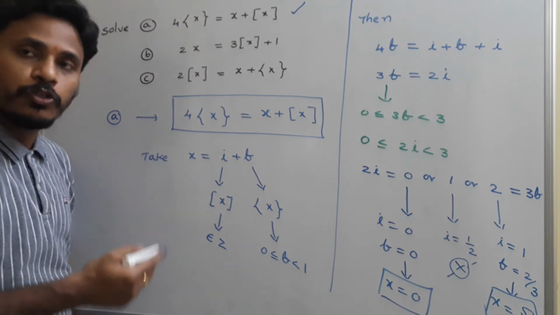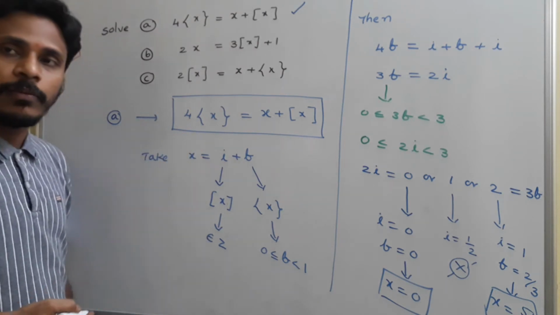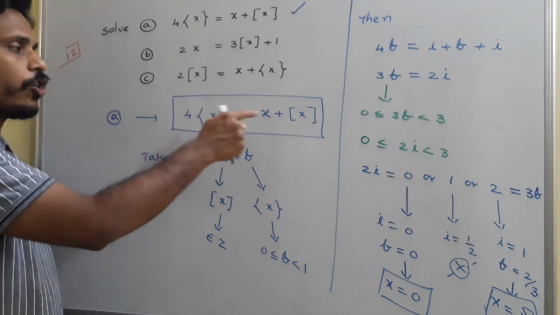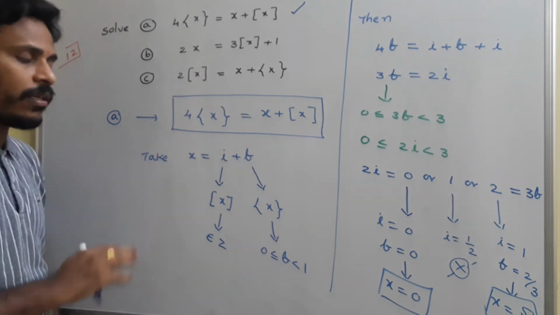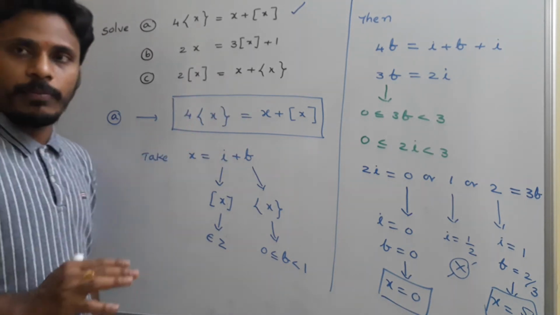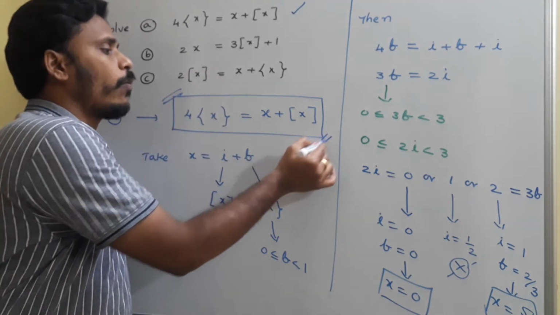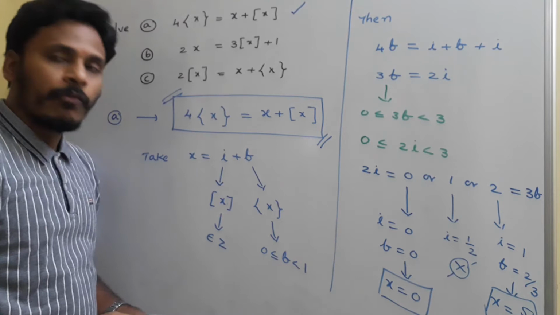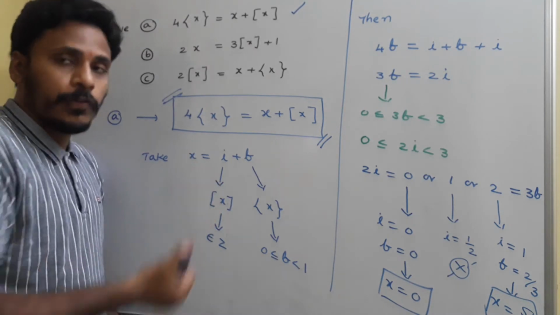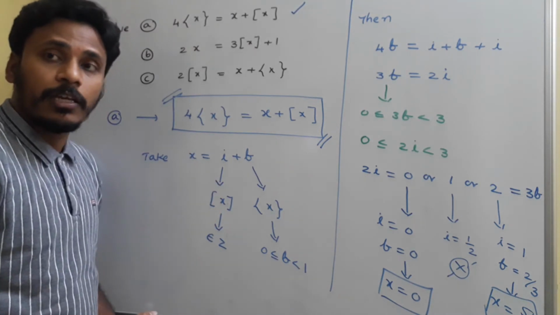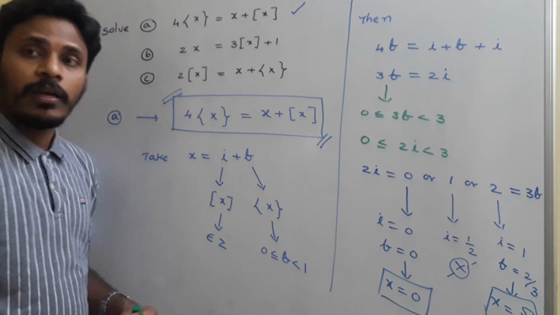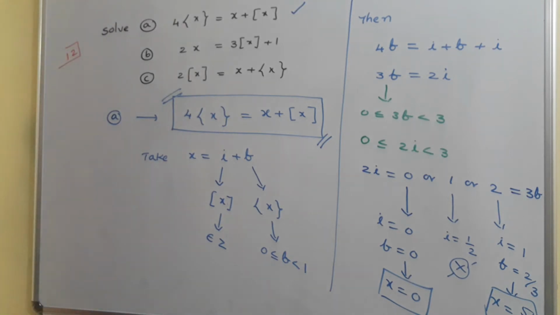If you wish to check it, just go for the cross checking. Replacing x with 0 and replacing x with 5 by 3, the equation will get balanced. At the end, for this equation, the possible values of x are 0 and 5 by 3. And that's the way of solving. See, solving x is nothing but solving i and f. Okay, just have a look.